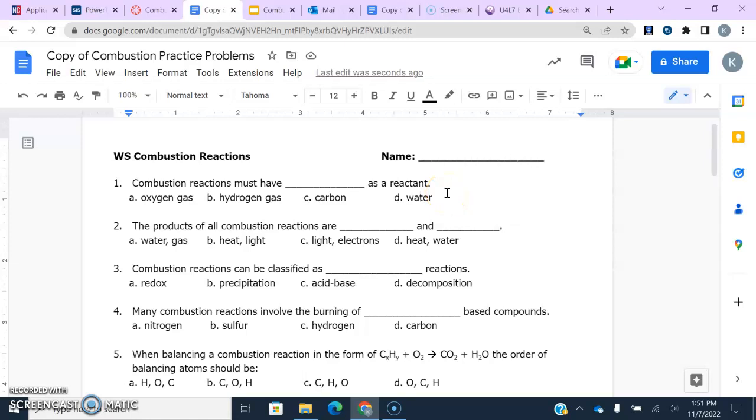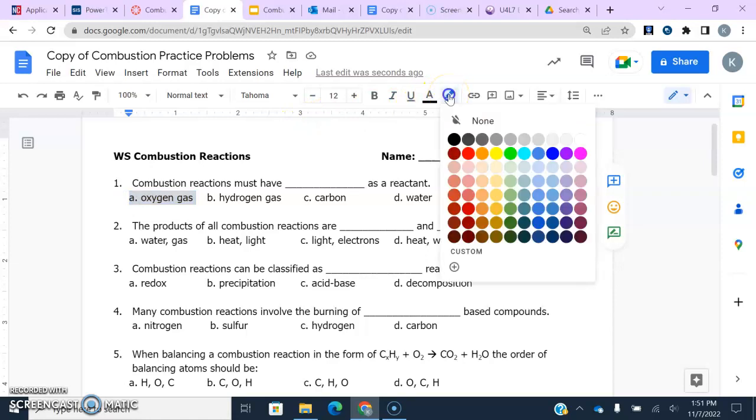All you have to do for this is highlight your answer. So for example, number 1 says combustion reactions must have blank as a reactant. So we learned in today's lesson that all combustion reactions have a fuel source with the hydrocarbons plus oxygen gas will yield CO2 plus H2O or CO plus H2O, depending on if it's complete or incomplete. So the answer here is going to be oxygen gas. That is the answer to number 1.